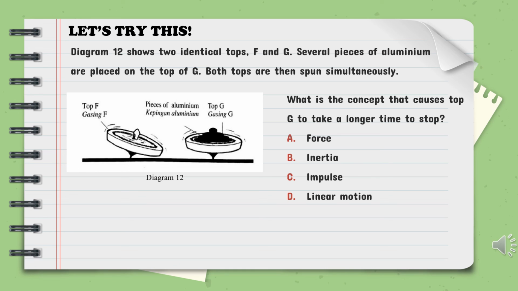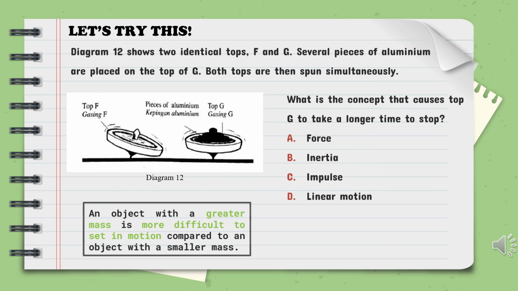It is because an object with a greater mass is more difficult to set in motion compared to an object with smaller mass. So, what is the concept that causes top G to take a longer time to stop? The answer is B, inertia. This question relates inertia and the mass of the object. The larger the mass of an object, the larger the inertia of the object.